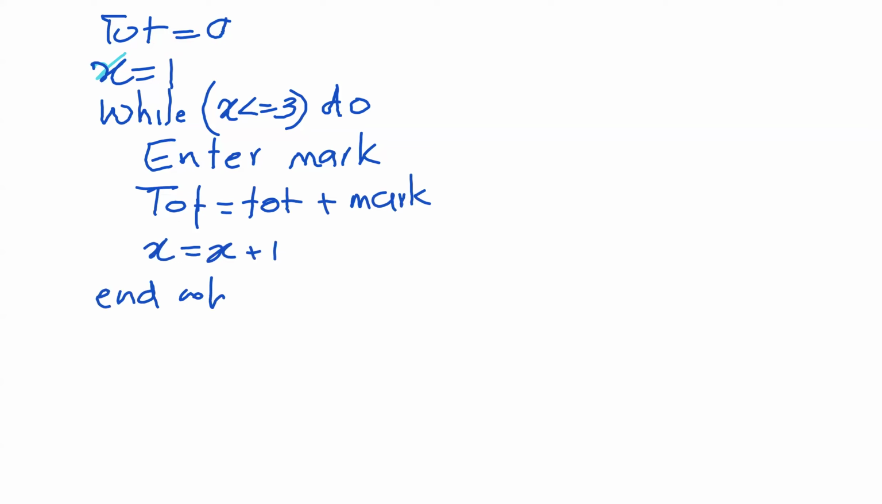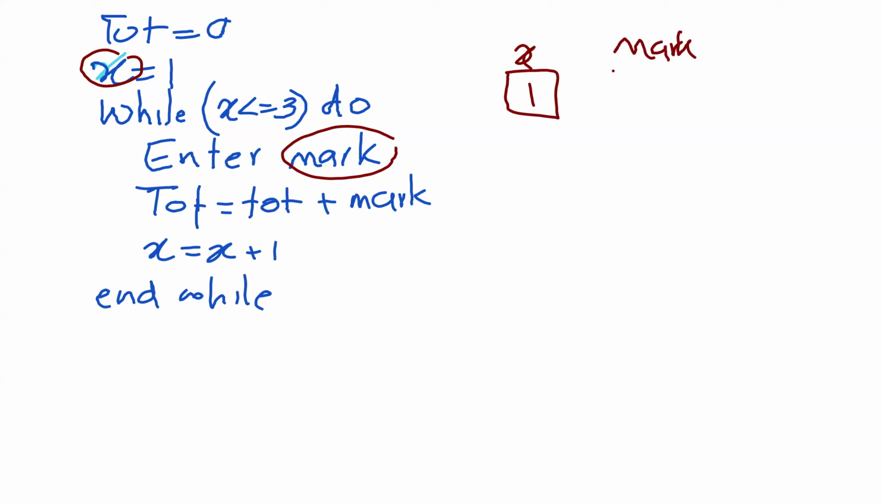Now what happened? You have only a single variable, that is mark. There is another variable called x, right? X is 1. So the user will enter a mark. Let's take 75. And the next round, x becomes 2. The user will enter 60. So your value will be replaced.